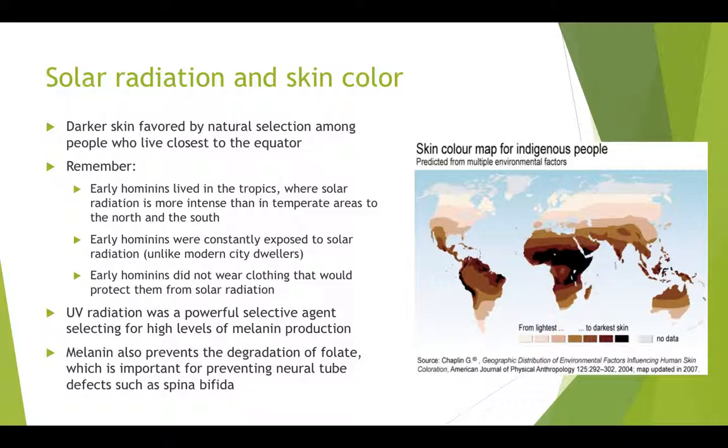So the fact that we lived in an area of the world where solar radiation would have been a sizable factor demonstrates that, at least initially, selection for dark skin outweighed other kinds of functions of lighter skin. When we emerged as a species, we were all dark skinned. Early hominins were also constantly exposed to solar radiation. This is different than how we live in a modern context.